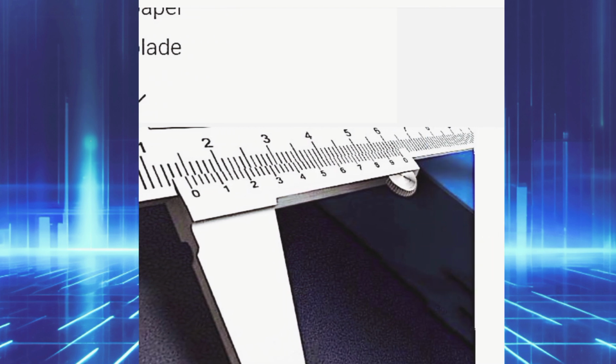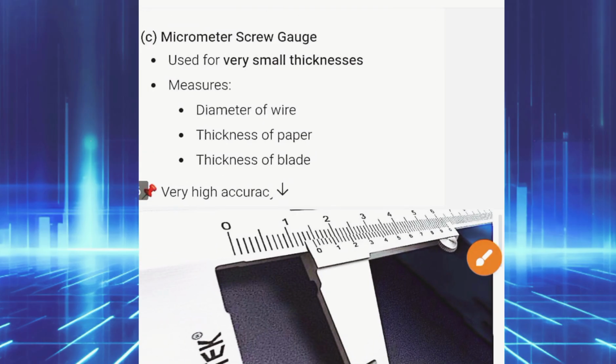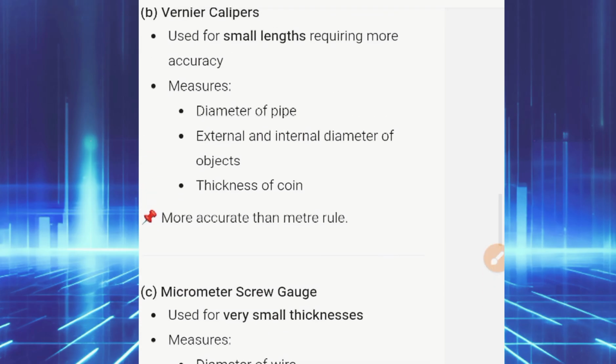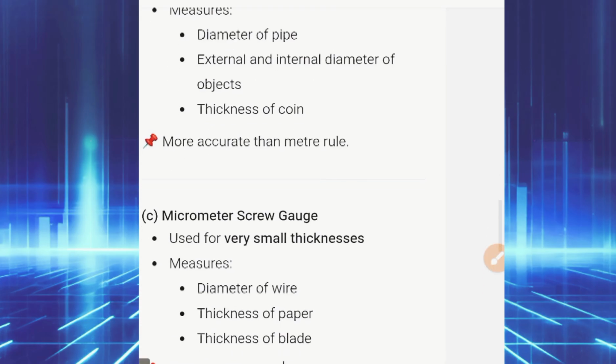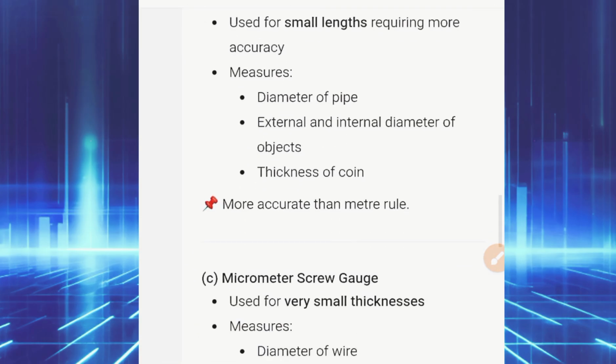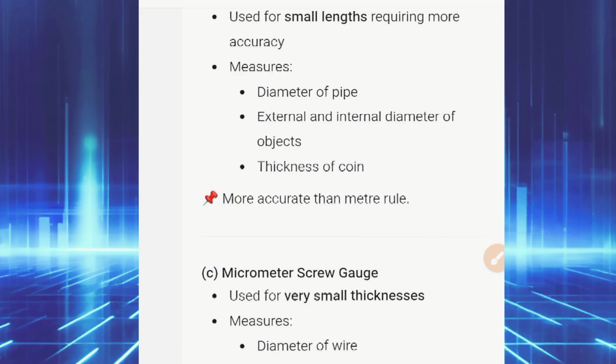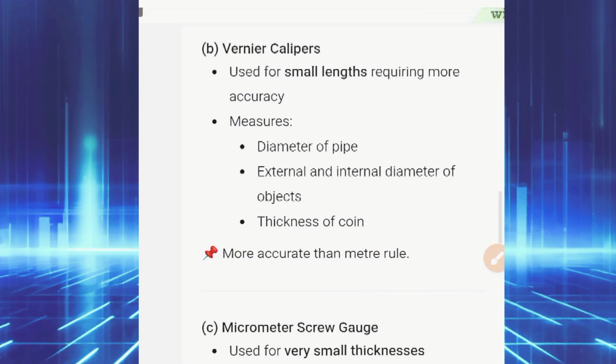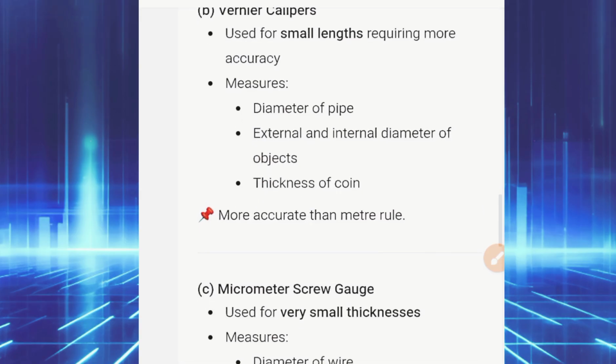So if you want to make use of it, you hold here, you press here, and the thing will be shifting. It will be moving closer or going far away from the thickness of the object. So that is the essence of vernier calipers. So it measures the diameter of a pipe. You can see it here.